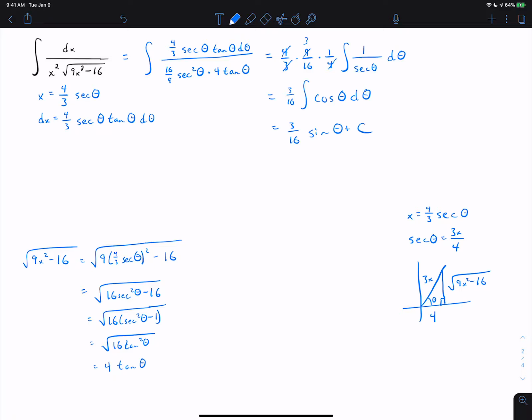We can read sine theta off of the diagram. Sine is y over r, or opposite over hypotenuse. And so it's 3/16 times the square root of 9x squared minus 16 over 3x plus c. We can now simplify by canceling the 3's, and we get the square root of 9x squared minus 16 over 16x plus c. And that's the answer on this problem.